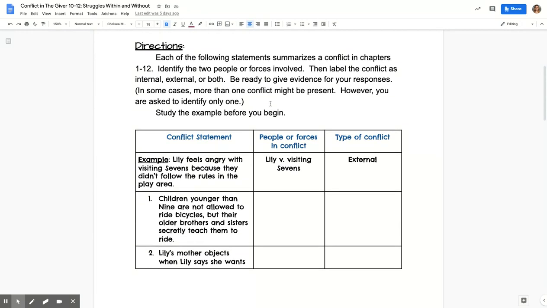All right, so now your directions are: each of the following statements summarizes a conflict in chapters 1 through 12 from The Giver. Identify the two people or forces involved, then label the conflict as internal, external, or both. Be ready to give evidence for your responses. In some cases, more than one conflict might be present. However, you are asked to identify only one. So study the example before you begin.